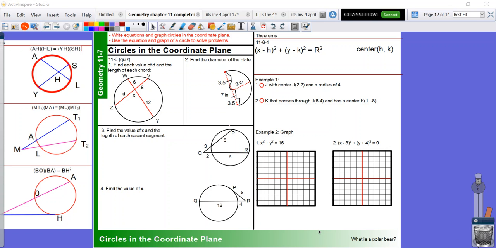All right, so we're going to take a look at circles in the coordinate plane. But first, we are going to review segment relationships inside of a circle. And we have our handy dandy formulas here.